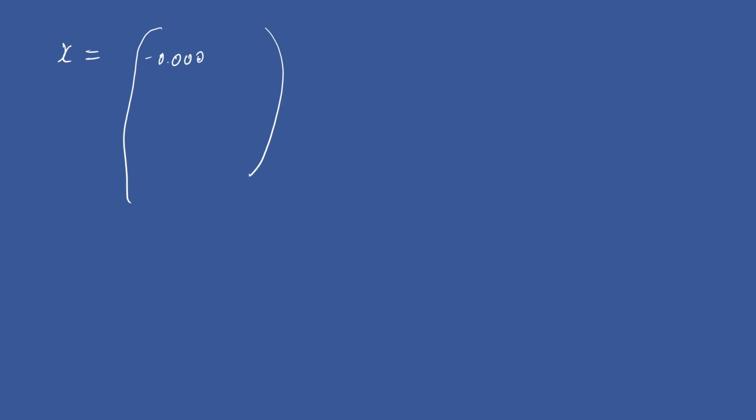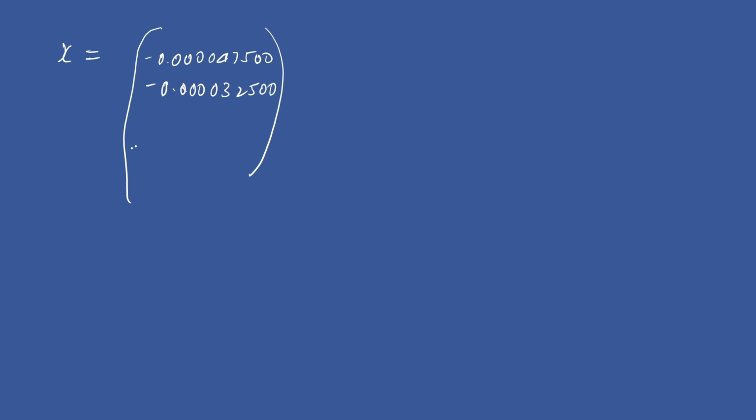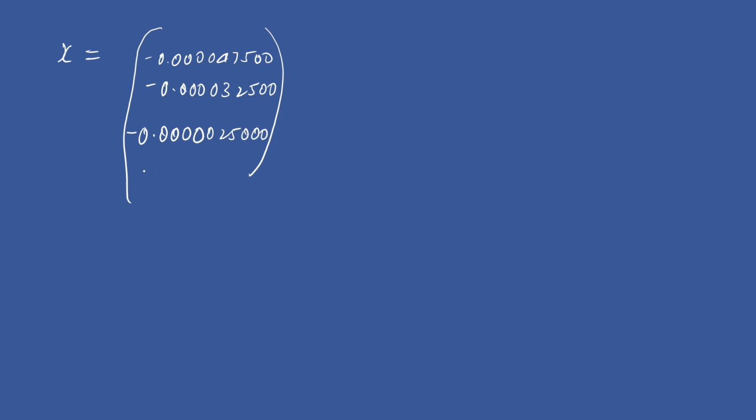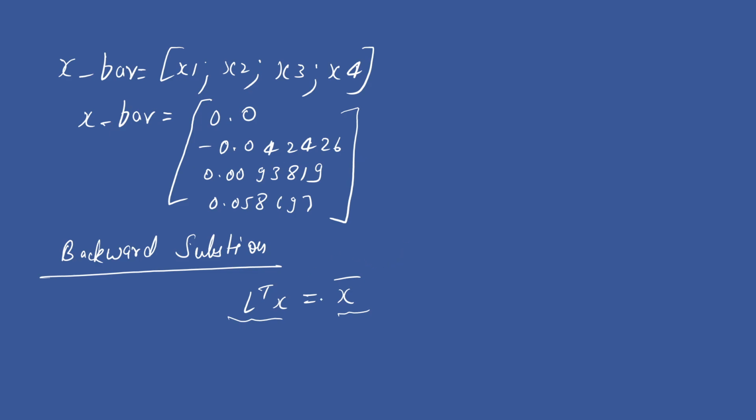minus 0.000, minus 0.00325, minus 0.84 times 0.25, and here you will have 0.00052. So this is how your forward and backward substitution works.